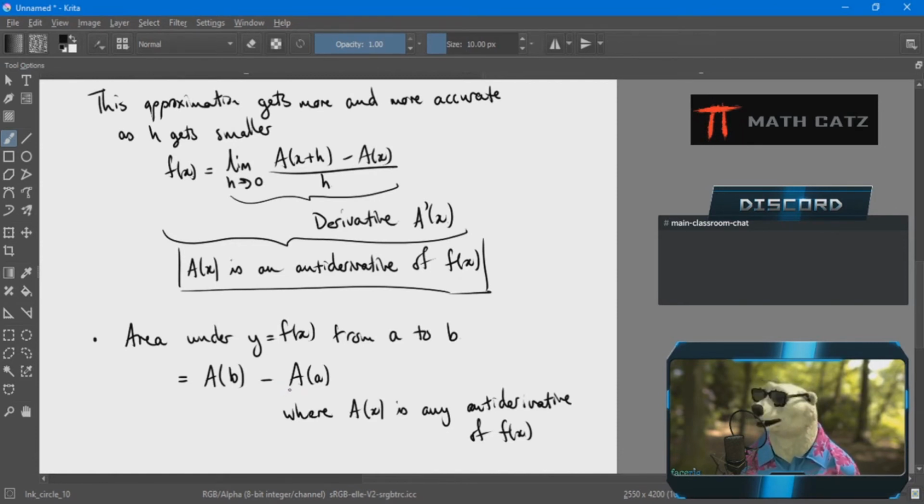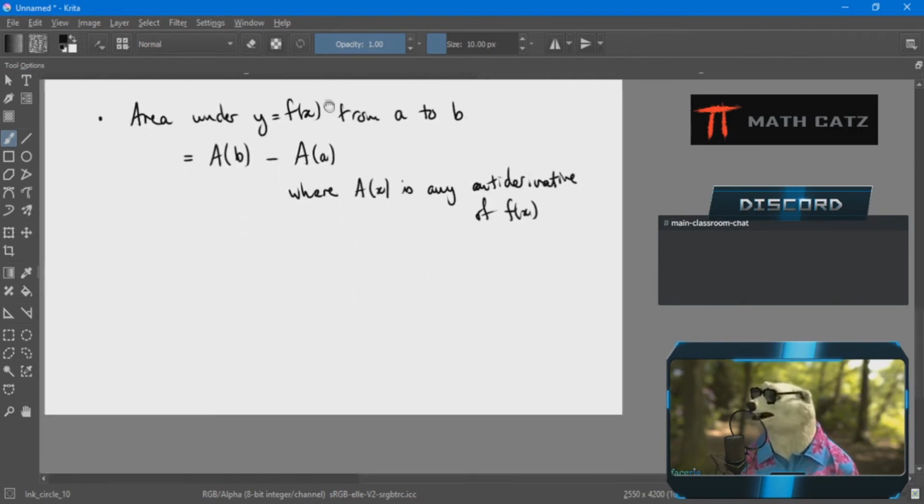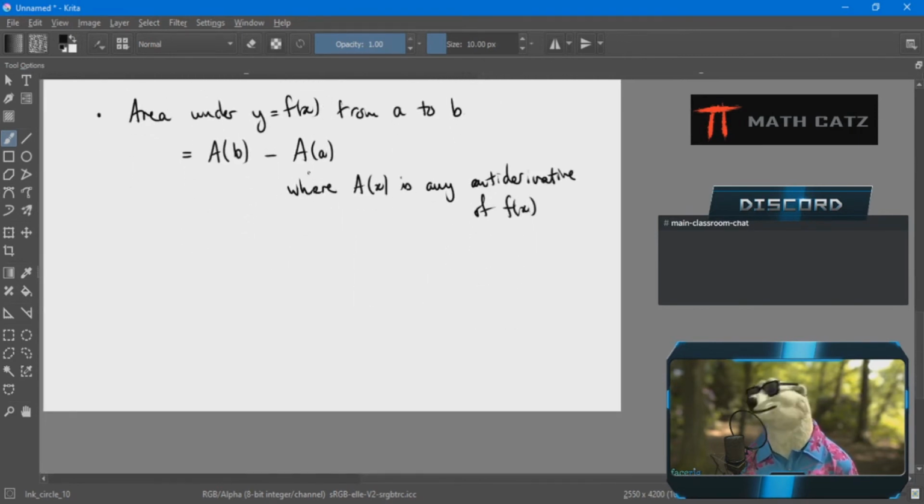So I'm not going to do this whole limit definition setup, getting to what the link is. Now that I have the link, I'm just going to use that. In order for me to find the area under the graph between two x values, I have to find an antiderivative, plug in the right x value and the left x value, and subtract the two.